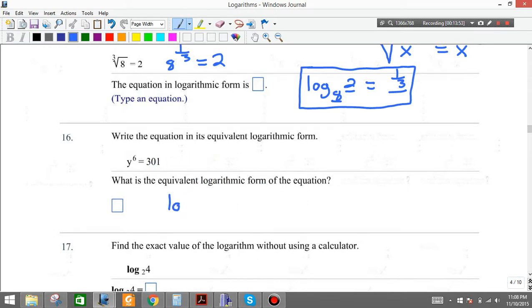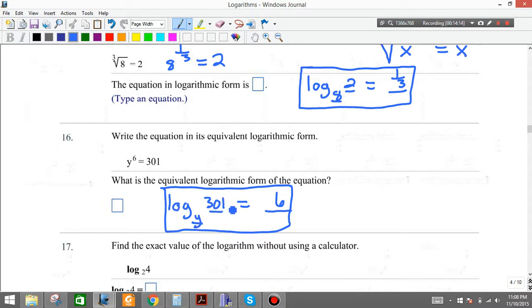Here, log base blank of blank equals blank. The exponent here is 6. The base is y, and the result goes there. As you see it, when you're putting in the log, you'll need the subscripts. Log subscript y of 301 equals 6.